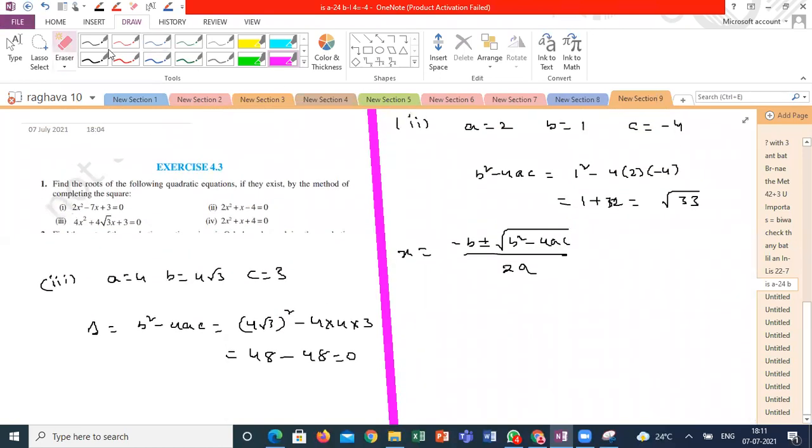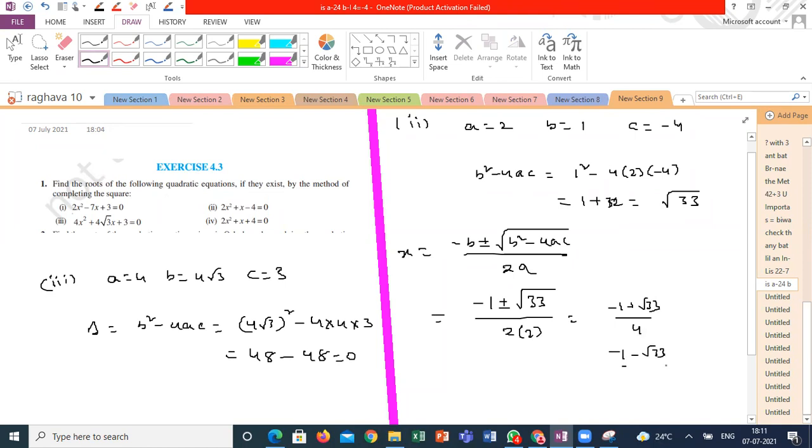Here, what are the roots for the second question? Anyone done? Durlav, Aditi, Akshita, please respond. One minute, sir. x equals minus 1 plus or minus square root of 33 by 2 into 2. So the roots are minus 1 plus root 33 by 4, and minus 1 minus root 33 by 4. Am I right? Is it right or any different answer?